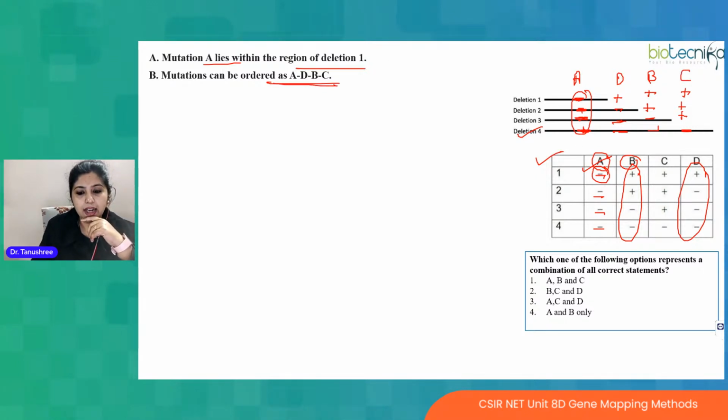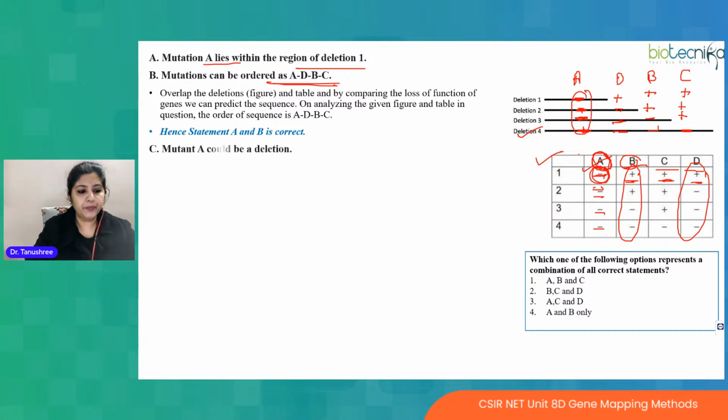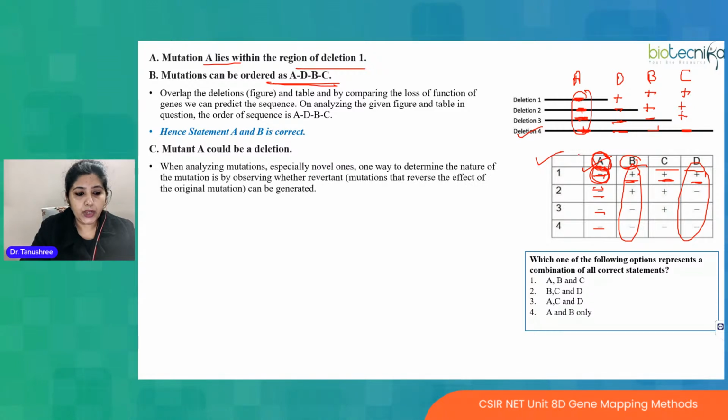And you can see that for B, C and D, the mutants give plus, plus, plus over here, but here minus. So that means mutation A lies within the region of deletion 1. So both A and B are correct. You just have to overlap the figure and the table and compare. Then mutant A could be a deletion. The second statement, the C statement, is mutant A could be a deletion.